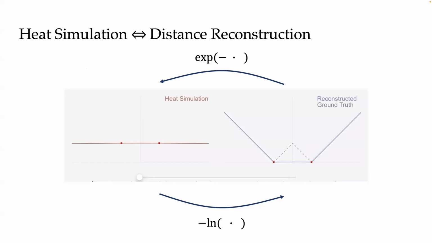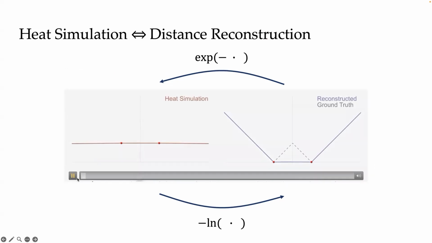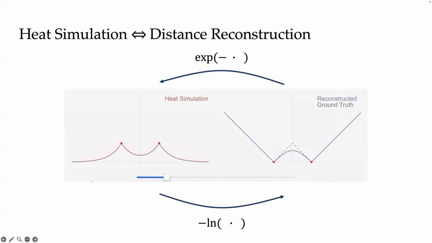We found a very interesting connection between heat simulation and distance reconstruction. If you simulate heat and reach thermal equilibrium, you will notice that the temperature decreases monotonically with respect to the distance. To reconstruct a good distance from heat, you just take a log transformation, and vice versa. If you want to get a good heat simulation, you can take the exponential of the ground truth distance.